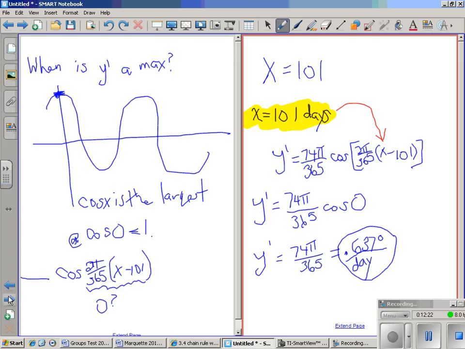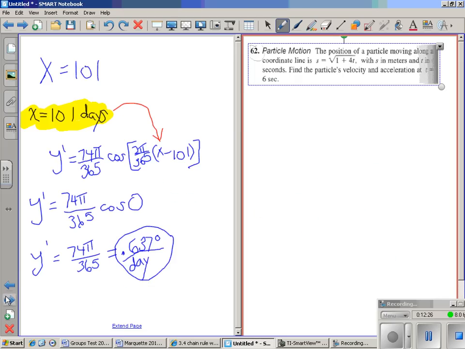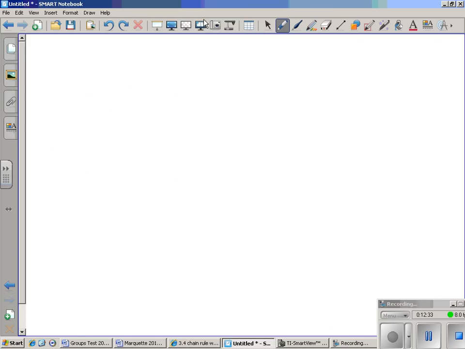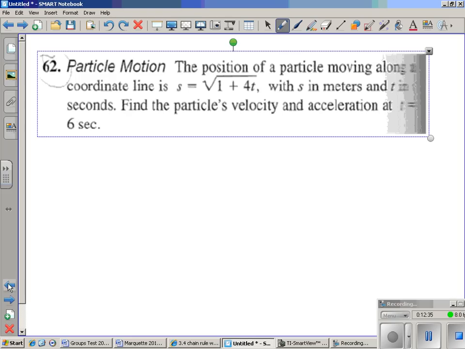If you have any questions, write them down, and I will answer them tomorrow. Now, the next problem I wanted to look at is problem 62, which deals in particle motion. I can go big on this. All right, here we go. So we have a position of a particle moving along a line is given by this position equation, where s is in meters and t is in seconds. This one's pretty straightforward. Find the particle's velocity and acceleration at t equals 6 seconds.